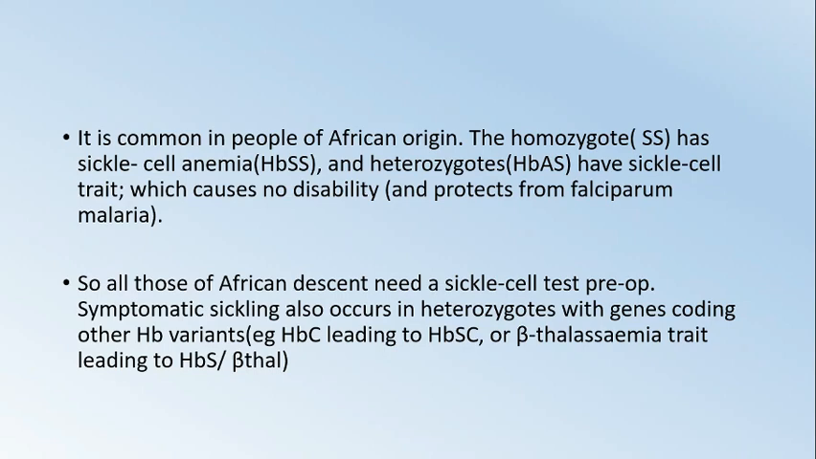As I said, symptomatic sickling occurs in heterozygotes with genes coding for other variants like HbC, leading to HbSC, or beta thalassemia trait, leading to HbS beta thal. So if you are heterozygote for sickle cell with HbAS, but still have other genes coding for other traits like HbC or beta thalassemia, then you can still be symptomatic. So we need to check that.